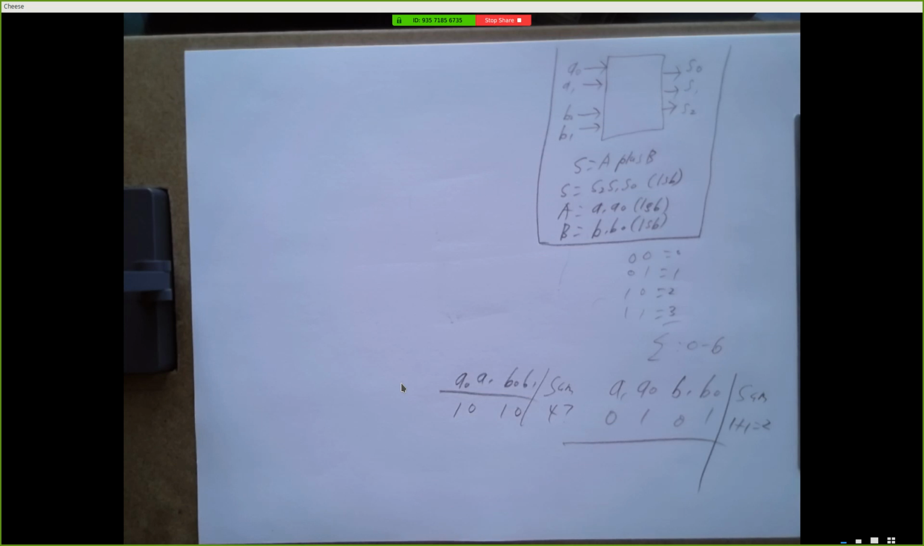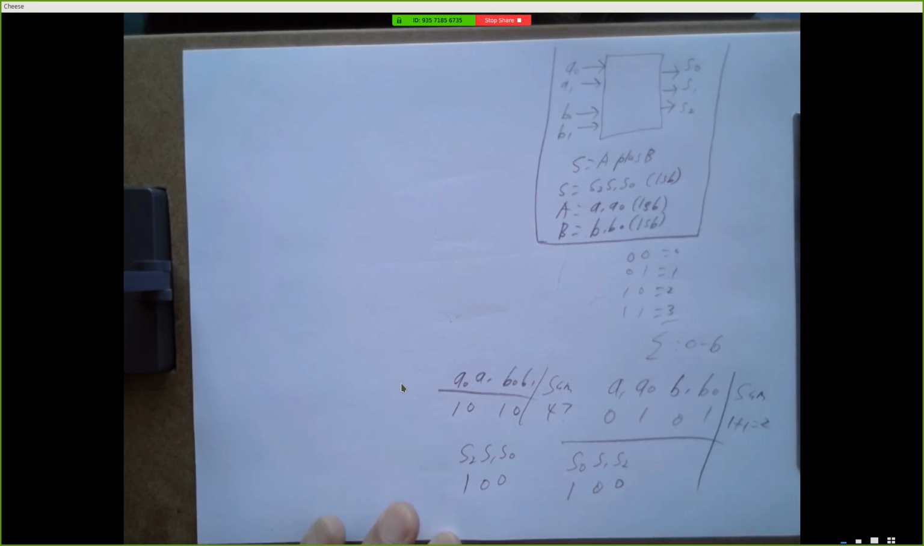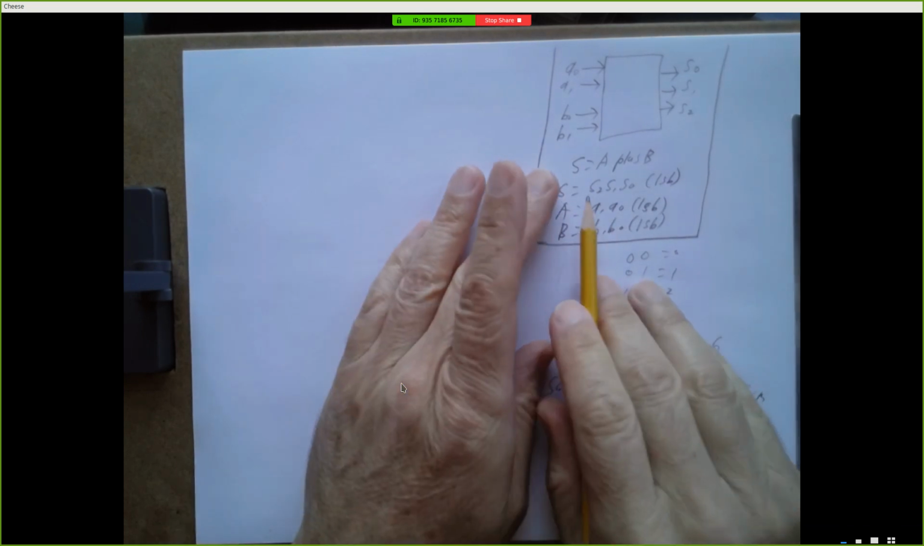And how do you represent your sum? If your sum is S2, S1, S0, the number 4 looks like this. If your sum is S0, S1, S2, the number 4 looks like that. So how in the world am I going to write a truth table that tells me what S0 should be if I don't even know whether it should be a 1 or a 0 when my inputs are 2? So you've got to nail this down, right?